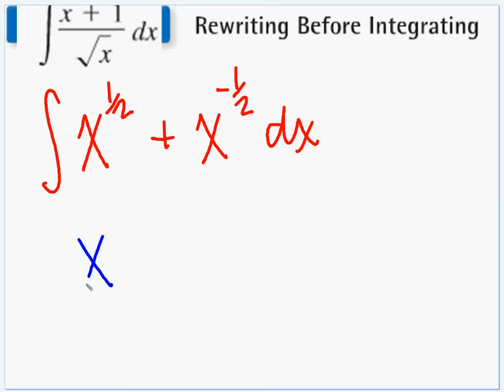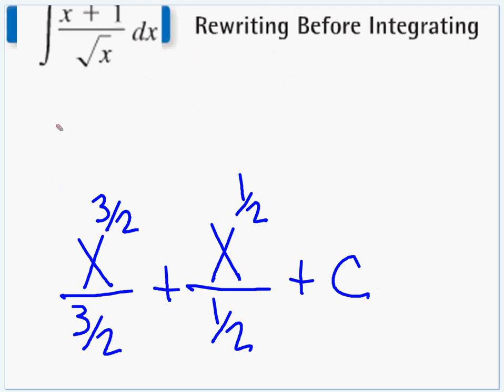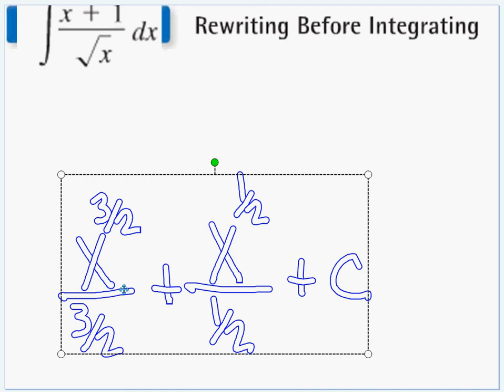x to the half. Let's raise the power by 1 to 3 halves and divide by the new power 3 halves. Here we're at negative a half, so when we add 1 to that, it will become positive a half, and we will divide by that new exponent half. Don't forget your constant of integration. Many tears have been shed over forgetting that constant.